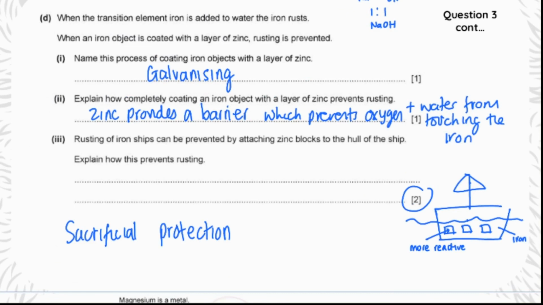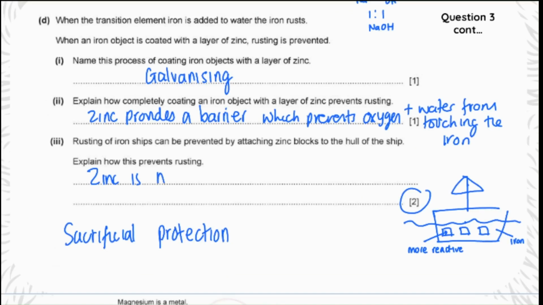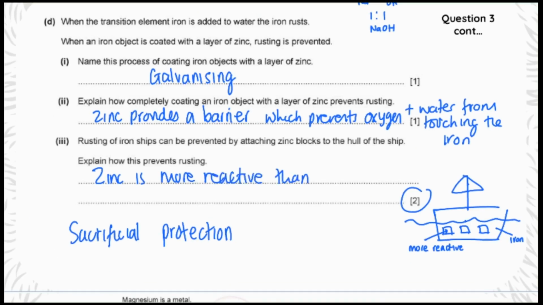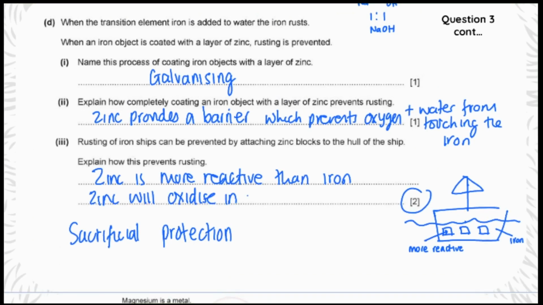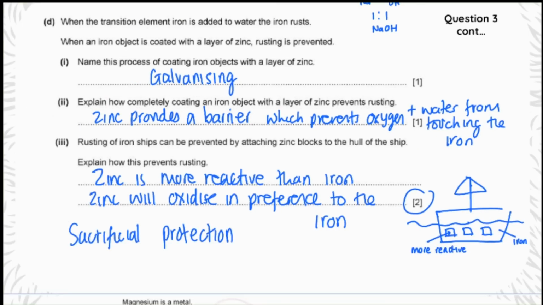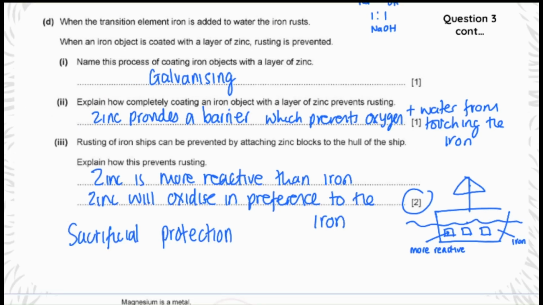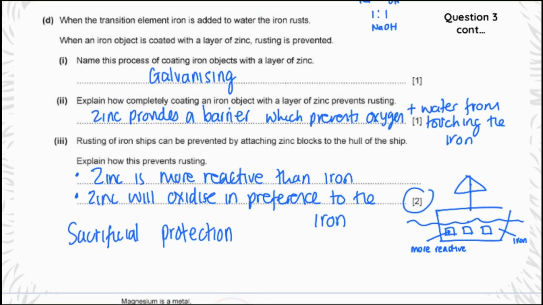So it's a 2-mark question. The first thing we're going to have to point out to the examiner is that zinc is more reactive than iron. And then we are going to say zinc will oxidize in preference to the iron. And you'll get the mark for both of those points. So we've got 2 bullet points because it's a 2-mark question. That was question 3. Hopefully it was helpful.